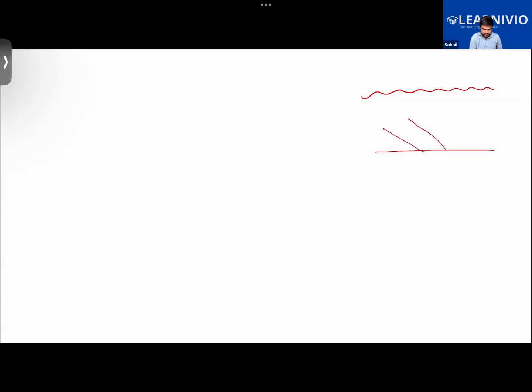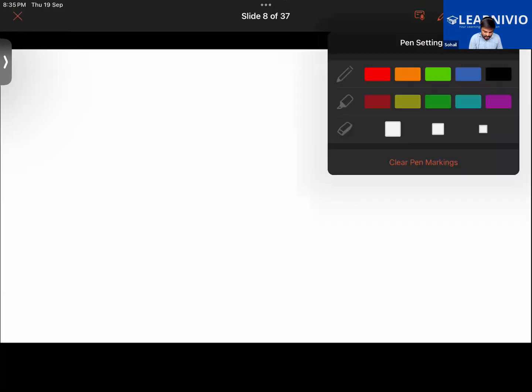But here, the incoming rays will be parallel, but reflected rays will be random like this. Okay, so you had a doubt in rays and beam. First of all, what do we mean by ray? What do we mean by ray of light?